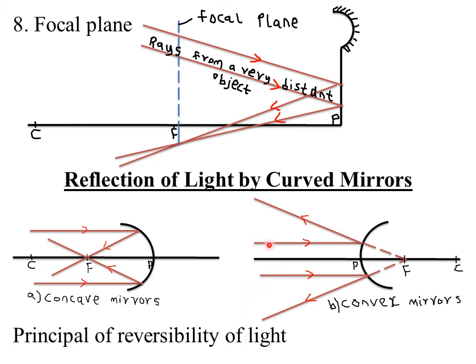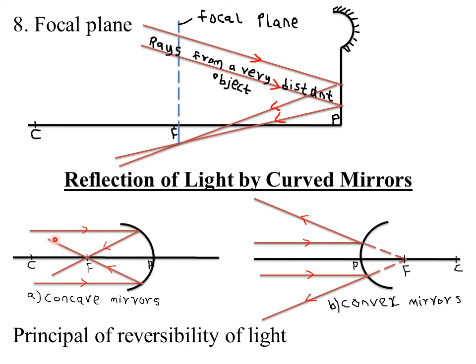then it hits, then it moves upward. A ray can also emanate from upward, then it hits the surface, then it comes there. Then also here, if the ray was emanating from here, then after hitting the surface it is reflected. Then if a ray comes through F, it will always be reflected parallel to the principal axis. That is what the principle of reversibility of light simply means.